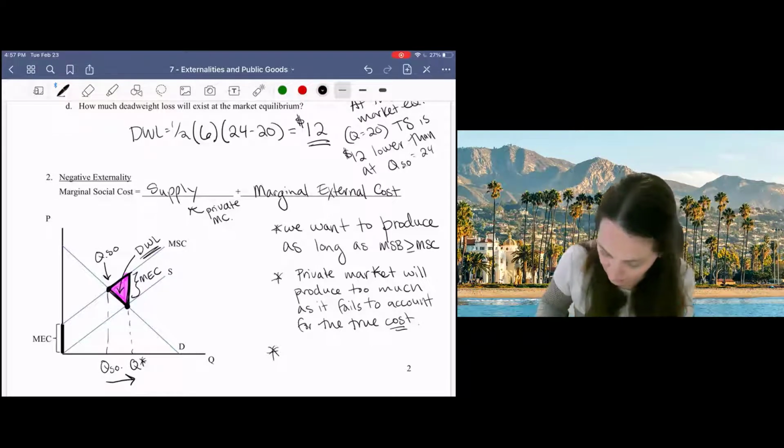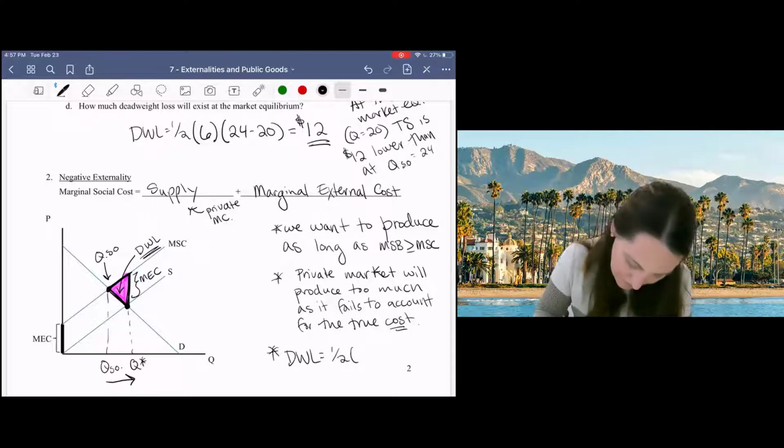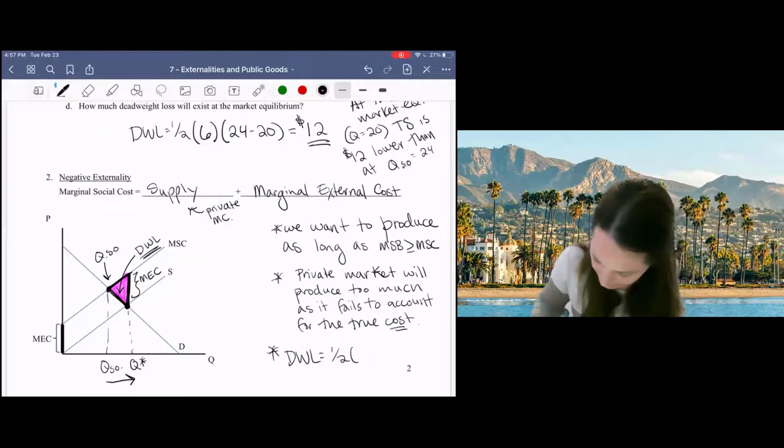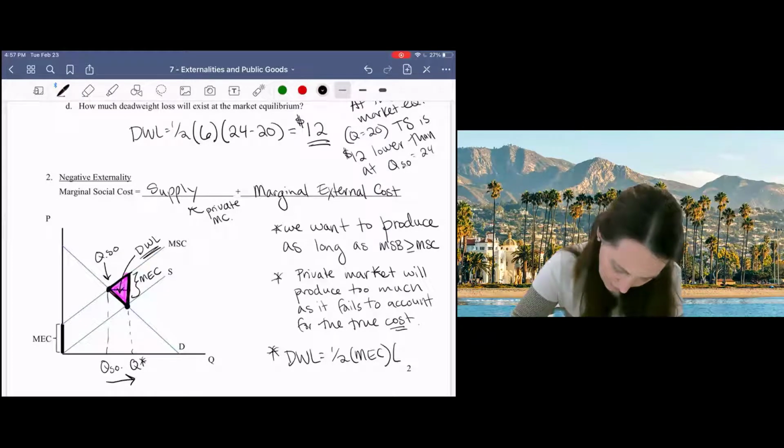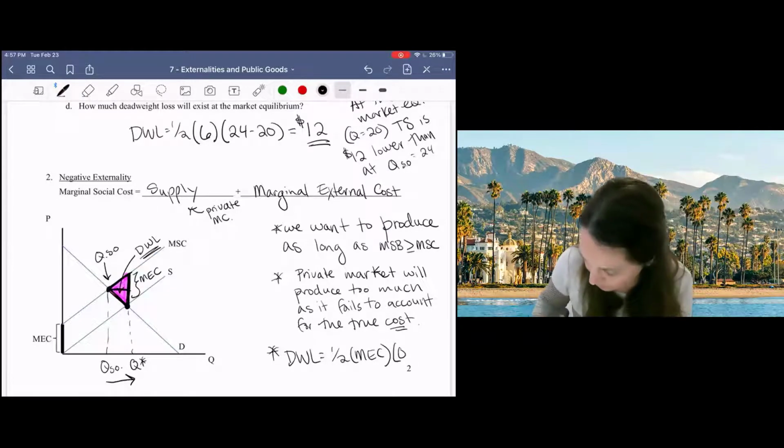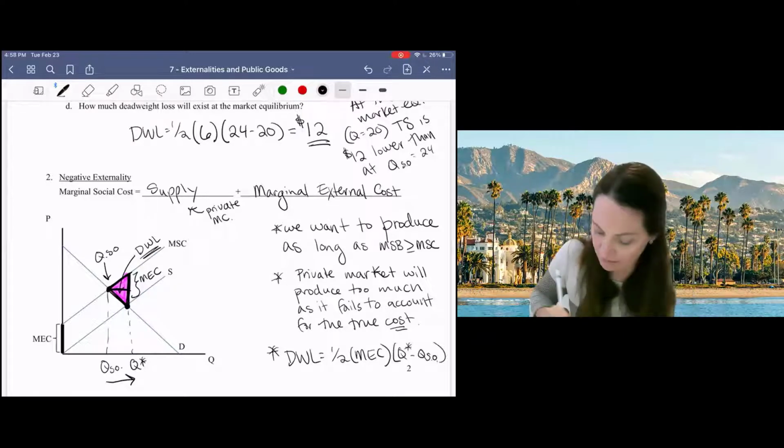So our deadweight loss will be 1/2 times the height of this triangle, which is the marginal external cost, and the width is, again, the difference between the market equilibrium quantity and the socially optimal quantity.